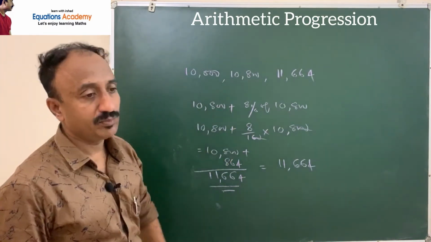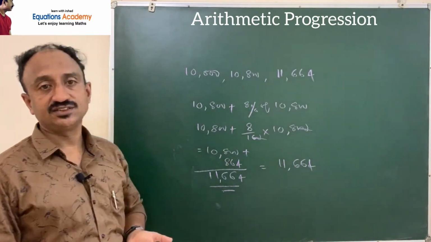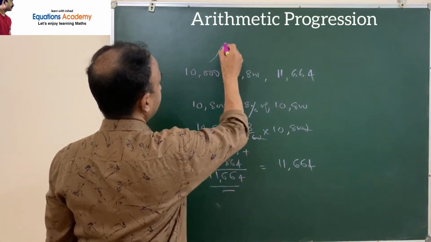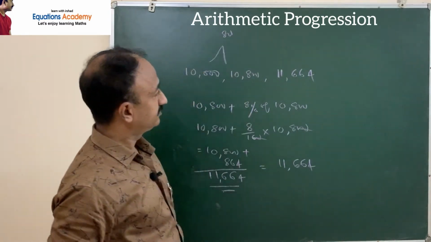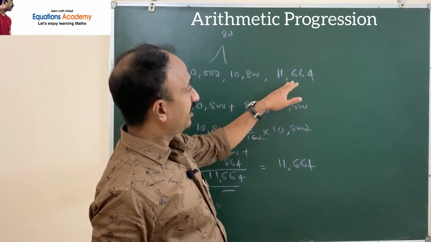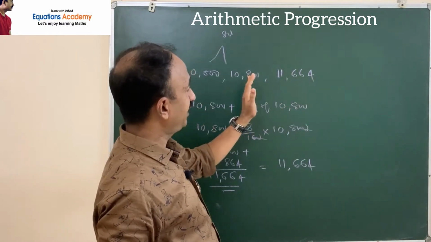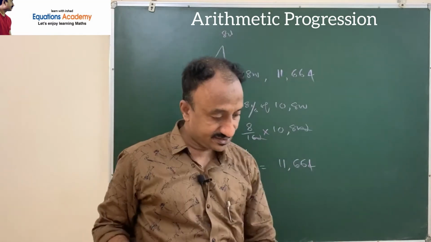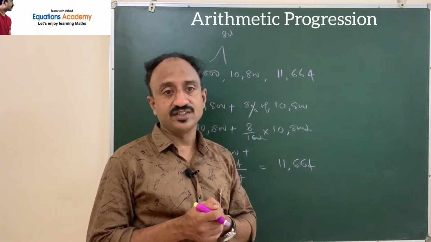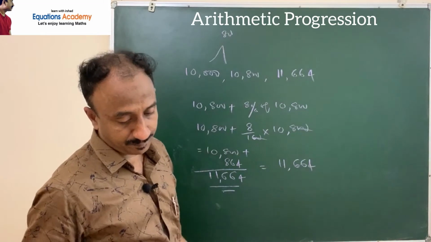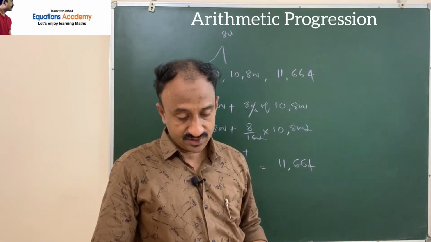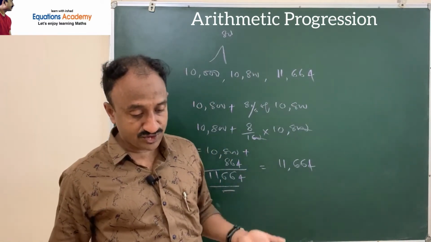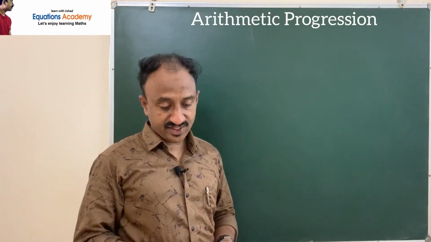Now we need to check the difference, whether it is common or not. If the difference is common, it's an AP, otherwise it is not an AP. Let's see, 10,800 minus 10,000, what is the difference? 800. But for sure 11,664 minus 10,800 will not be 800. There is no common difference, so it is not an AP. This is the first question, exercise 5.1. The first question had 4 sub questions, we did it. Now let's go to the second question.